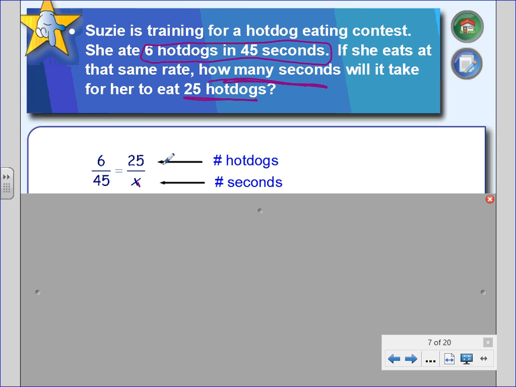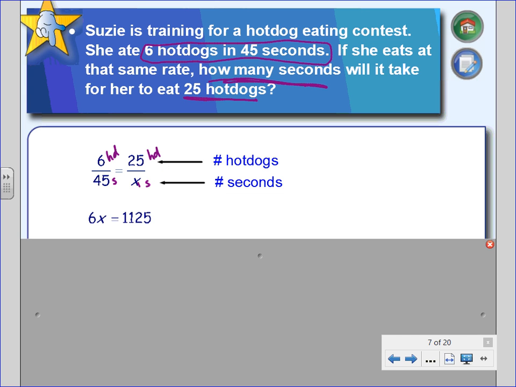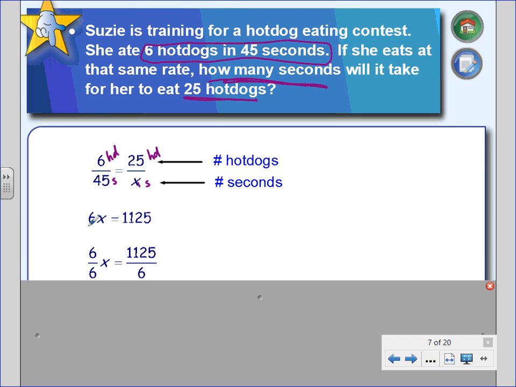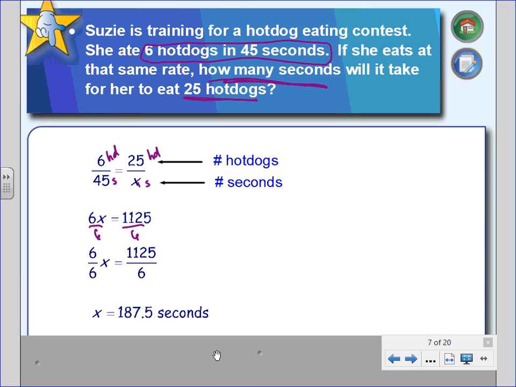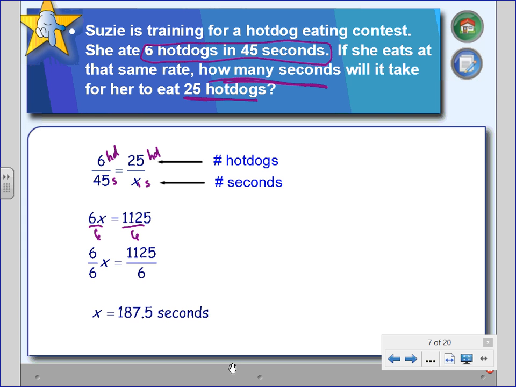So it may help for you to actually just put 6 hot dogs and seconds, like little units right in the problem, so that you can clearly see hot dogs is across the top and seconds stays across the bottom. From there we cross multiply, so 45 times 25 is 1,125 and 6 times x is 6x. Divide both sides by 6 and simplify. So you could use a calculator to simplify this.